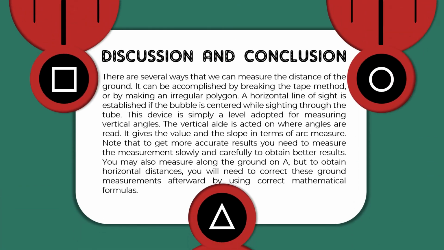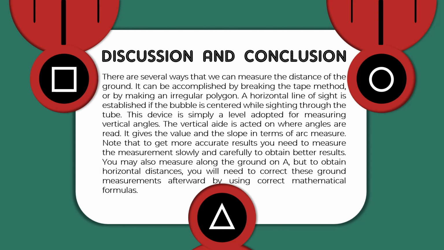As for discussion and conclusion, there are several ways that we can measure the distance of the ground. It can be accomplished by breaking the tape method or by making an irregular polygon. A horizontal line of sight is established if the bubble is centered while sighting through the tube. This device is simply a level adapted for measuring vertical angles.